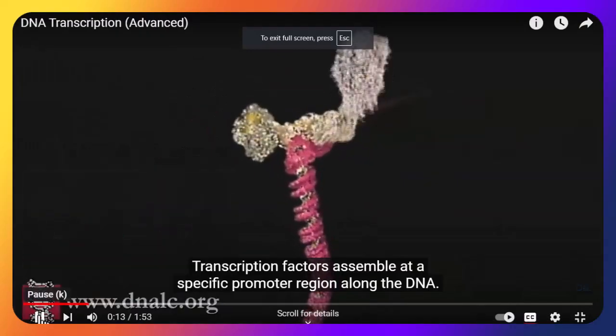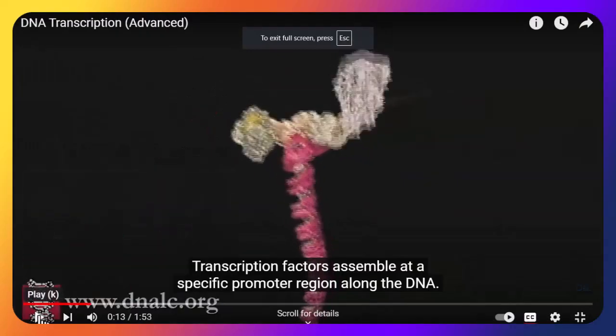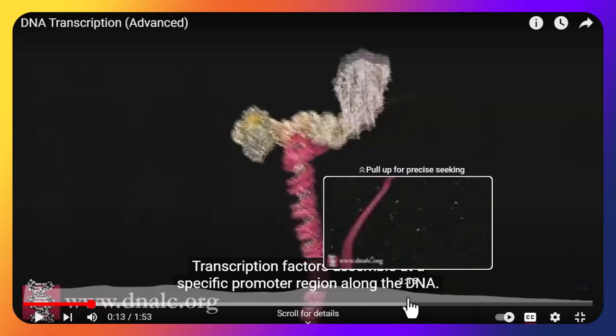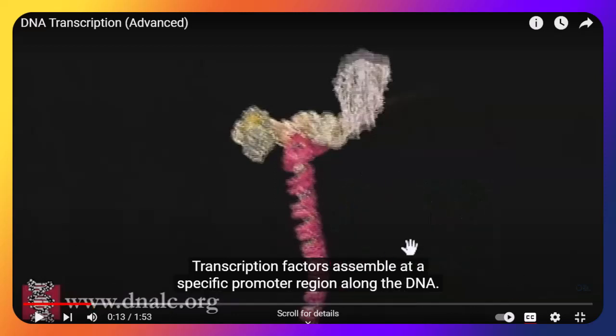Transcription factors assemble at a... Now, first I'm going to pause this. Pink structure, what is it? Based on its appearance, it's the DNA. So again, in transcription, we're going to take the original double-stranded DNA and make messenger RNA. Now, messenger RNA, if I go back to my PowerPoint, is only single-stranded. I'm only making a copy of one side of the original DNA.